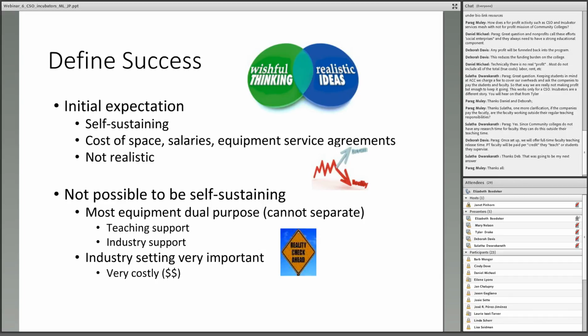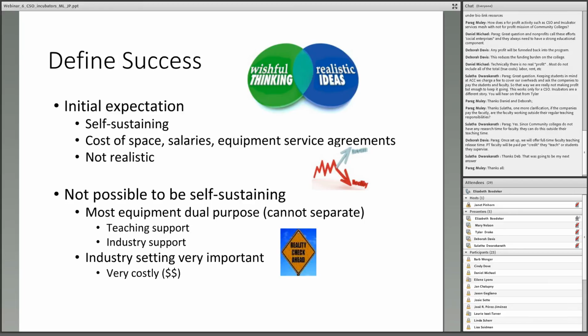Most of the equipment that we have, as I've mentioned, and as Mary had mentioned too, is real equipment. It is high-end technical equipment, and we use it in our classes, so we are training our students on this equipment. It's an added bonus that the industry is coming in. These startup companies are gaining access to it for a small monthly fee to access our lab space. But it's really hard to separate out.